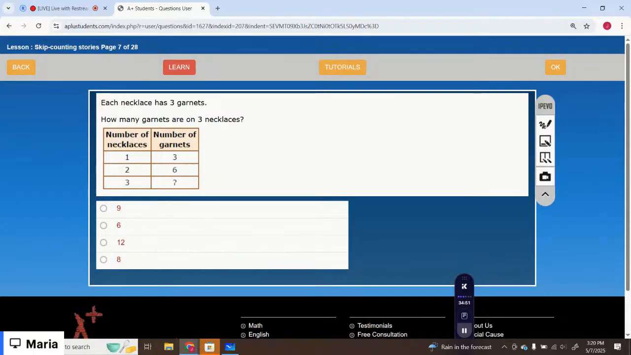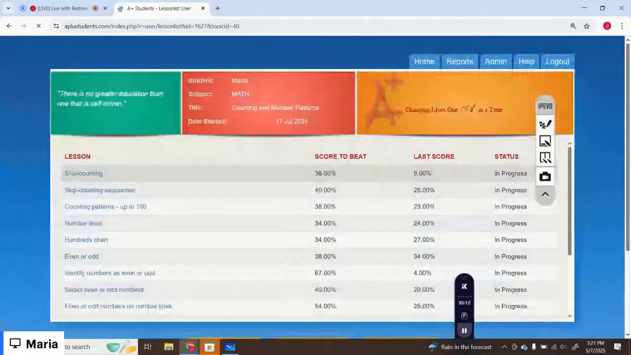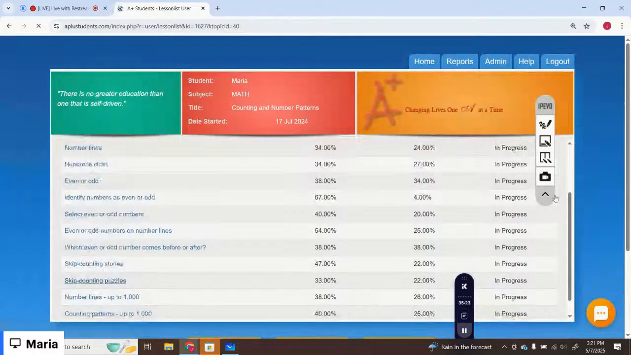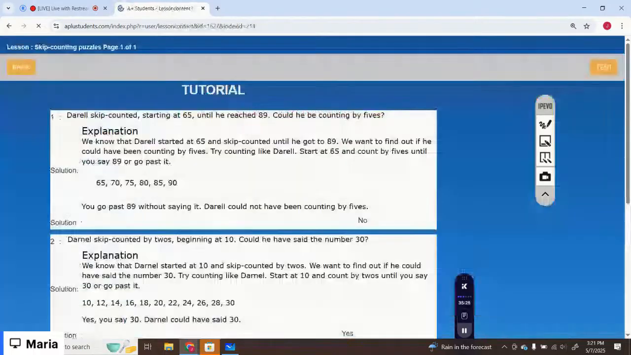Okay, you can complete the lesson by yourself even today. So let's just move on to the next lesson. The next lesson is skip counting puzzles.